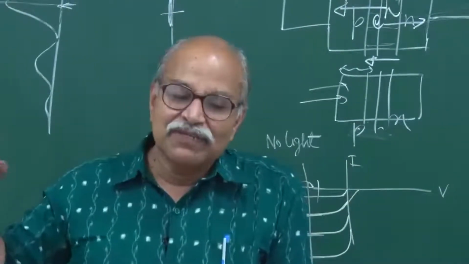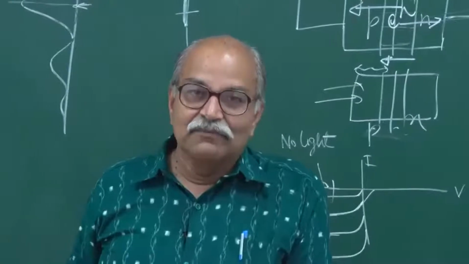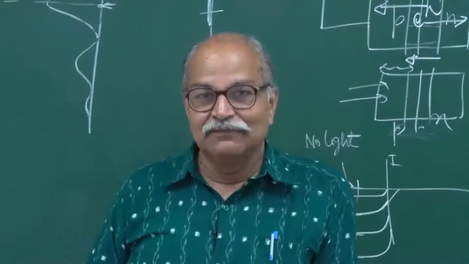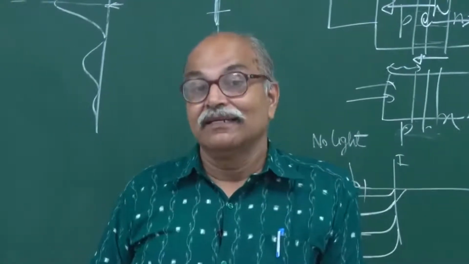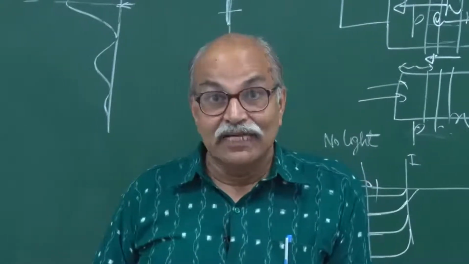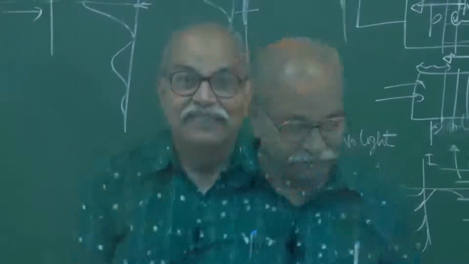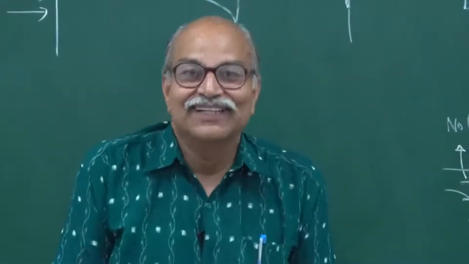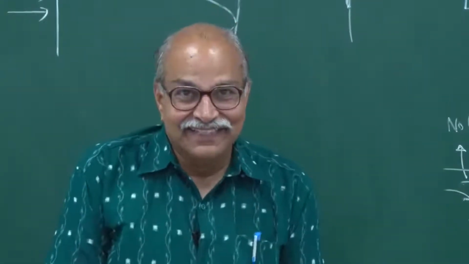So all those experimental things are to be taken care of, but nevertheless you do have a system which can detect light and which can measure its intensity. So that is photodiode. How does it look like?